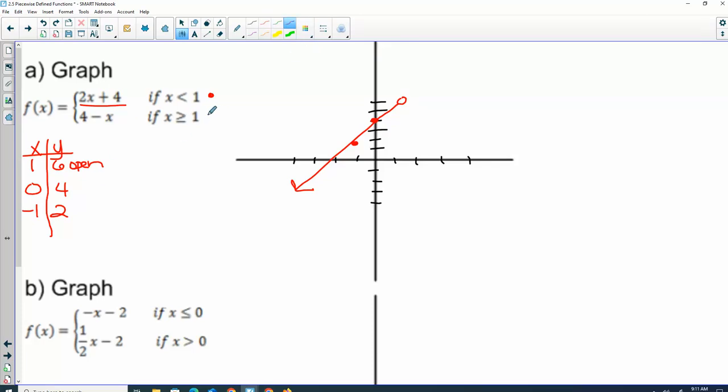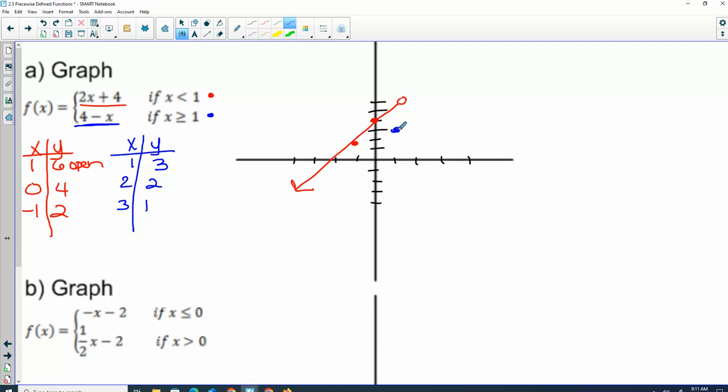Now we do the same thing for the other piece. So I'm going to make a new t-chart. What is the first number I'm going to plug in? 1. Will that one be open or closed? Closed because it has an equal to. And then I need things greater than 1. So maybe a 2 and a 3. So I plug those into the 4 minus x. So 4 minus 1 is 3. 4 minus 2 is 2. 4 minus 3 is 1.